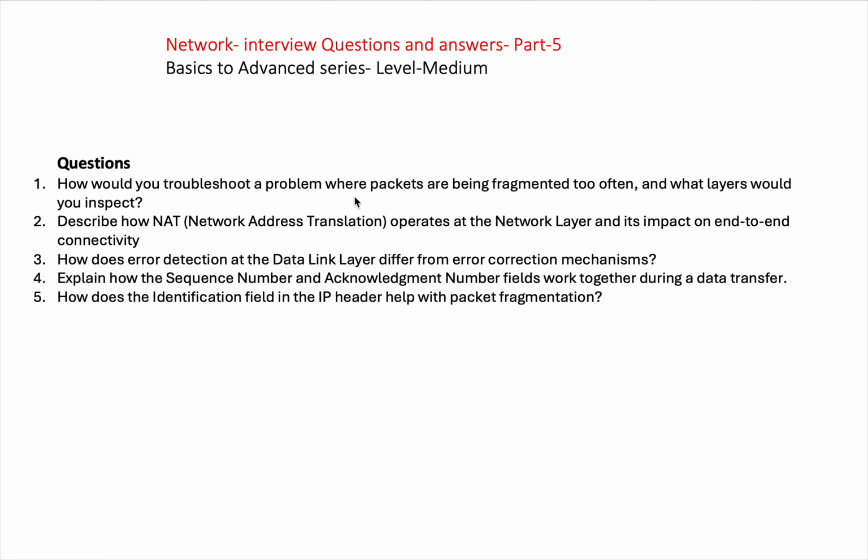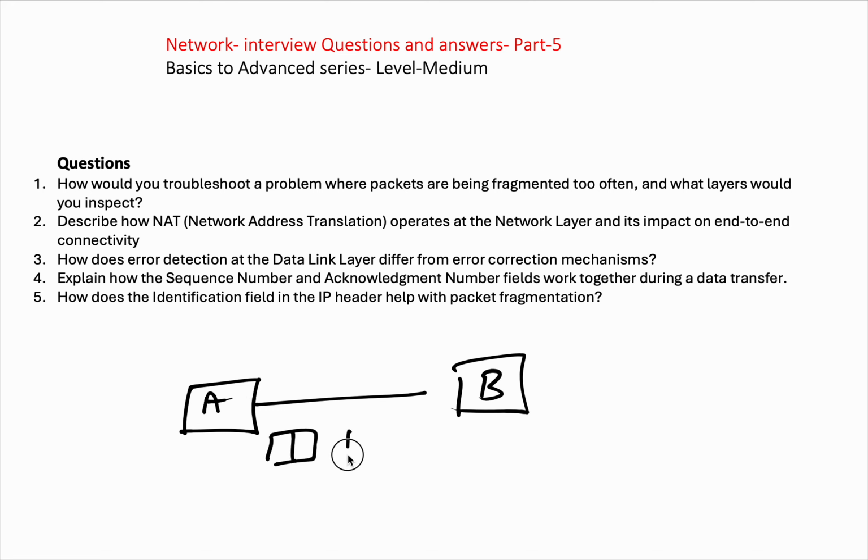How would you troubleshoot a problem where packets are being fragmented too often, and what layers would you inspect? This is an interview question where they'll ask you: if you're sending packets from A to B, and you see packets are being fragmented too often, how do you check? What layer would you check?